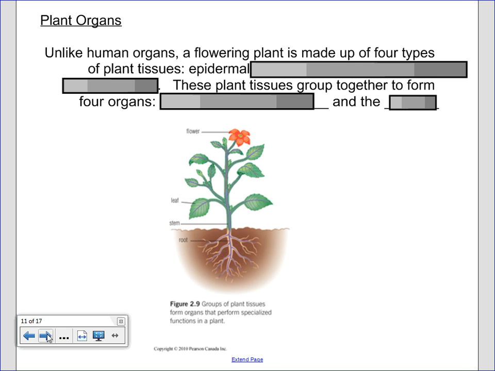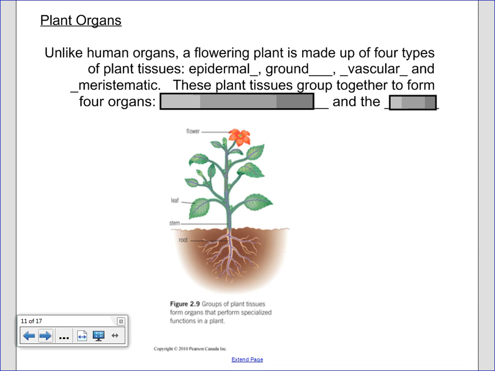So we'll leave behind the animal organs and get into plant organs. So unlike humans, a flowering plant is made up of 4 types of plant tissues. We have the epidermal, the ground, vascular, and meristematic tissues. These plant tissues can group together to form 4 large major organs of the plant. So the roots, the leaves, the stem, and the flower. So these are the 4 major organs that we find within a plant.